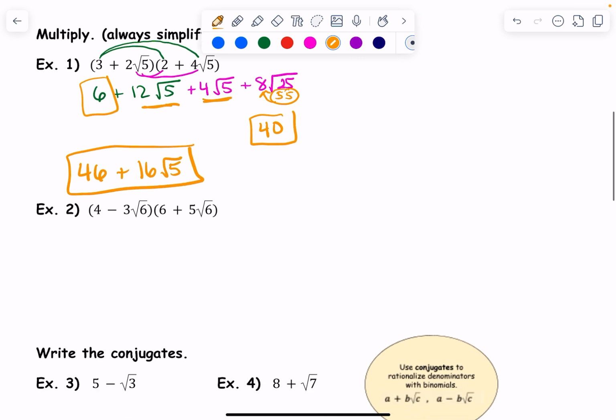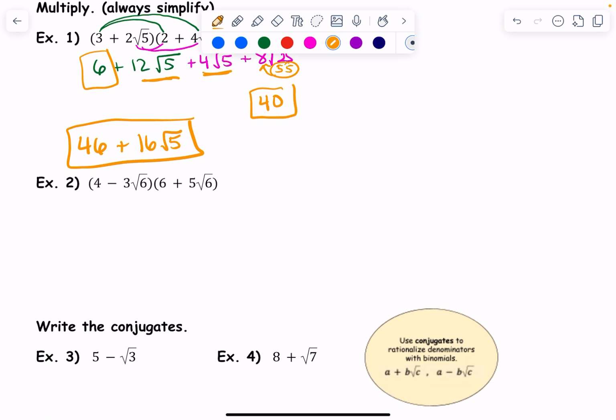Okay, let's look at example 2. This is very similar to the last one, right? So we're going to just distribute. 4 times 6 is going to be 24. 4 times 5 radical 6. The 4 times the 5, because they're outside with outside. So that's 20. And then we just have radical 6.